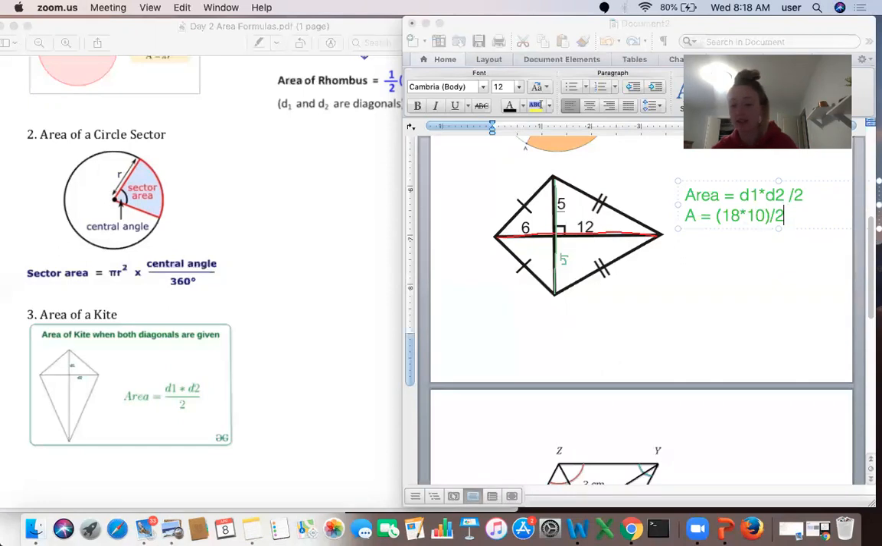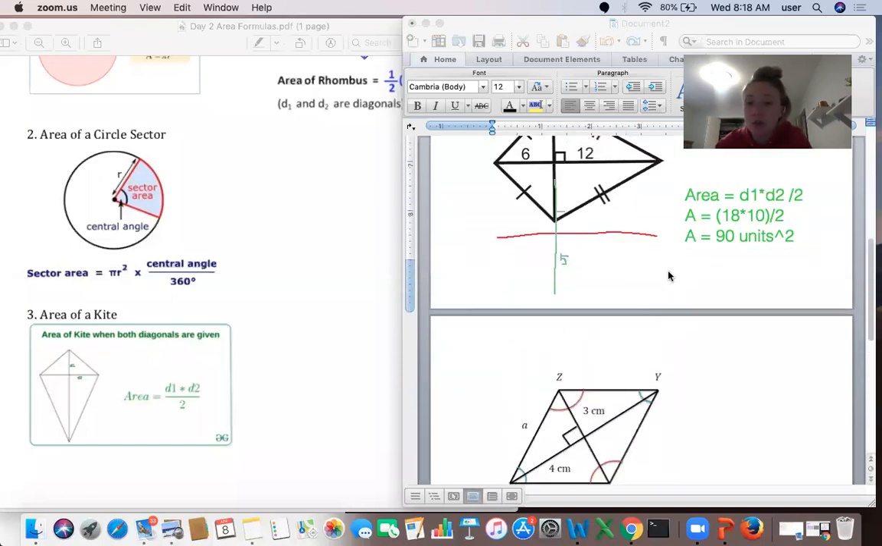So make sure you do 18 times 10 first. You can put it in parentheses. 18 times 10 we know is 180. Divided by 2, we get our area equals 90. Now they don't give us units on this one. If they don't, you can just put units squared since they didn't specify what kind it is. All right, that is a kite.